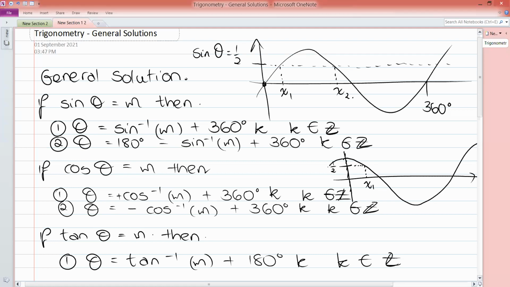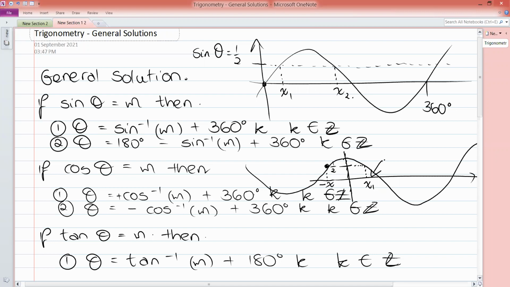Now remember, your cos also extends this way. Okay, so the other solution you're going to get is here. Now look, this side is positive x, right? Now this side is negative x. So that's why you have plus cos inverse m and minus cos inverse m. Okay, so that's where the plus and the minus comes from for your cos.